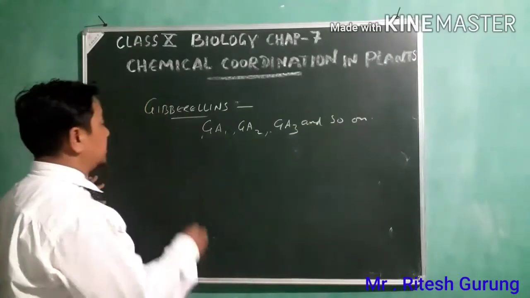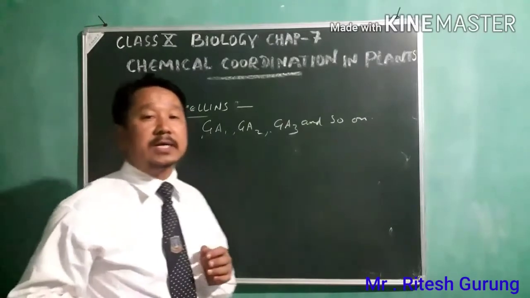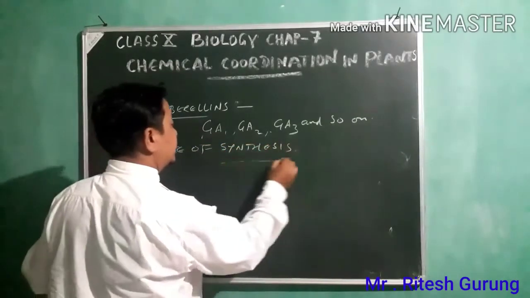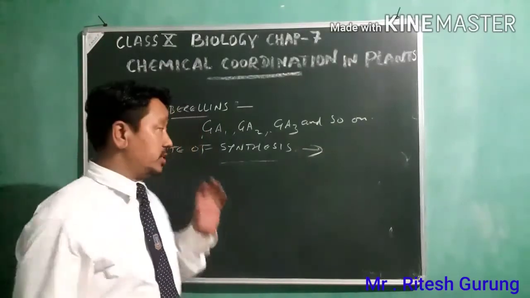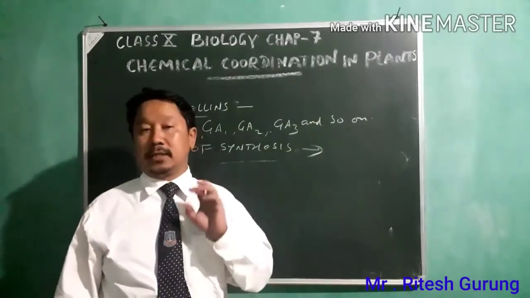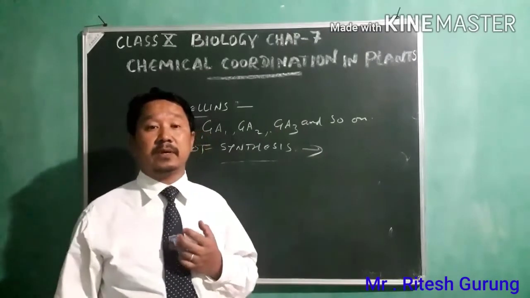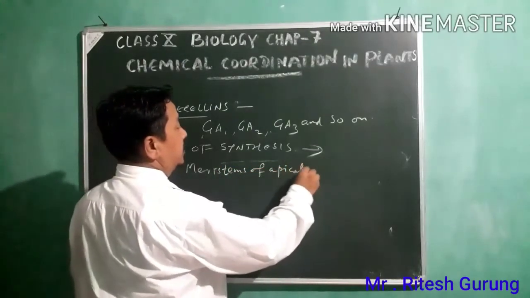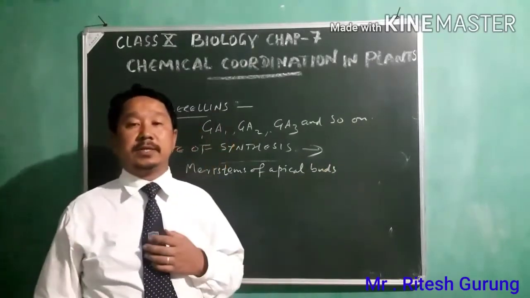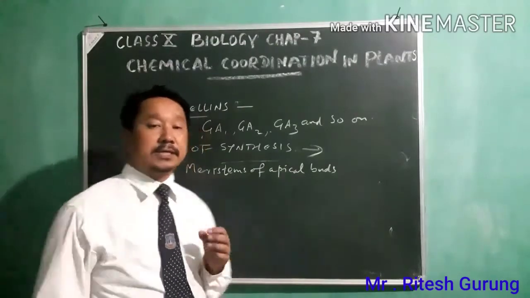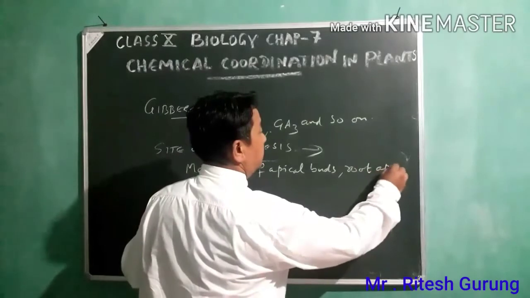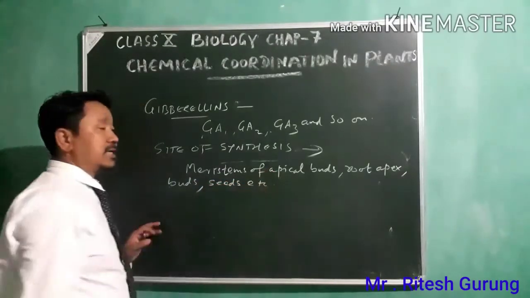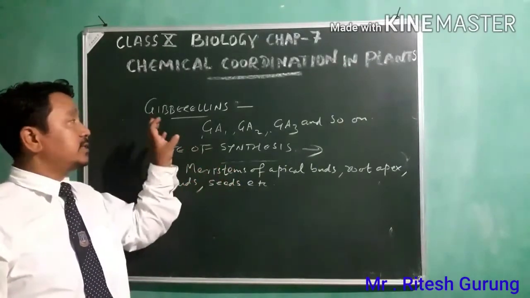Okay, and the place of its origin, the site of synthesis, the place where it is synthesized or produced. This hormone, gibberellin, is also produced in the meristematic regions, that means meristems of apical buds, root apex, buds, seeds, etc. So these are the regions or the places where these gibberellins are produced.